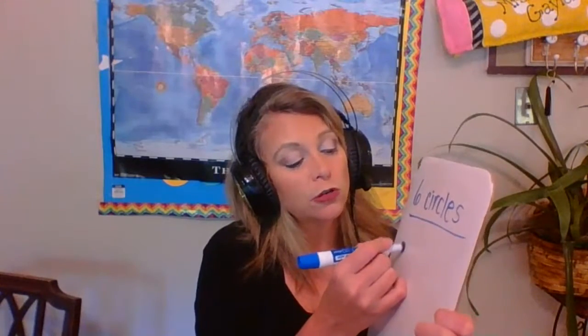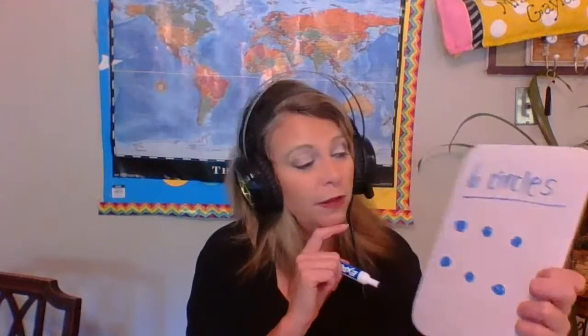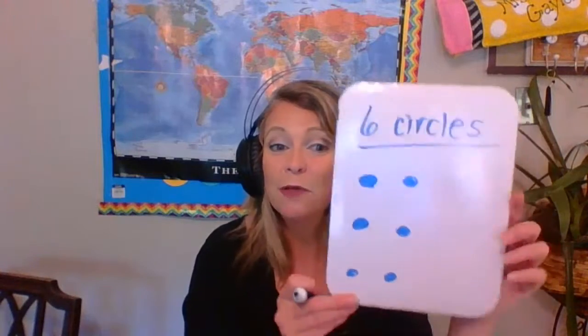You could build 1 circle, 2, 1, 2, 1, 2. Would that work for an array? Yes, there are 2 rows and 3 columns. Would there be another way to build that? Yes. We could make 3 rows and 2 columns. That would be an array using 6 circles.